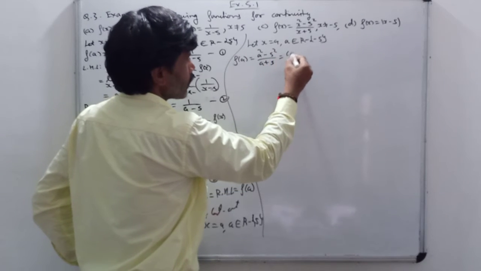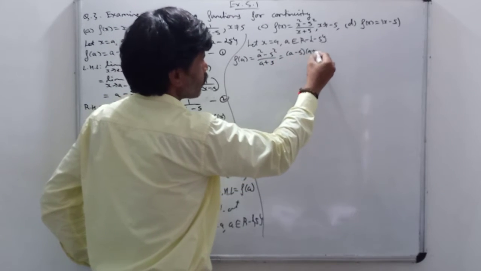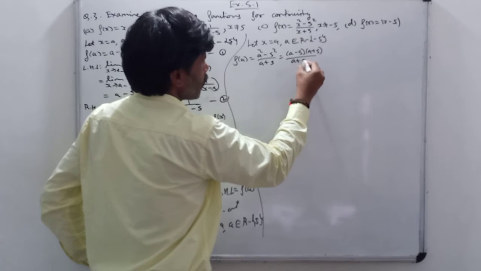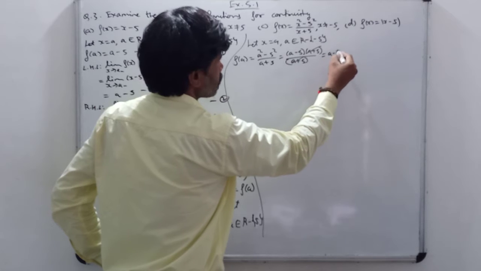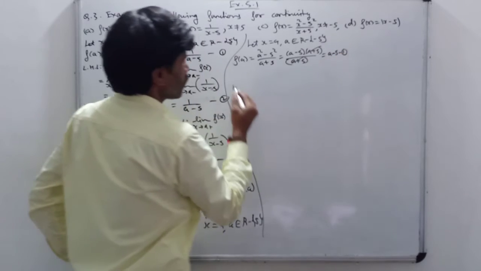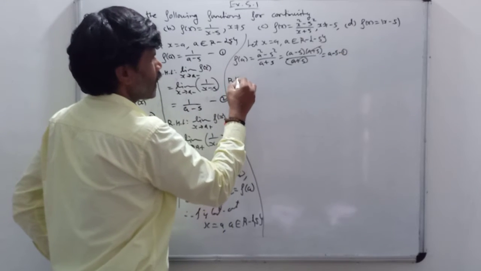So numerator, what are the factors? a minus 5 into a plus 5 upon a plus 5. So a plus 5 will get cancelled. You are getting what? a minus 5. Give it result number 1. Now you find out RHL or LHL, whichever.